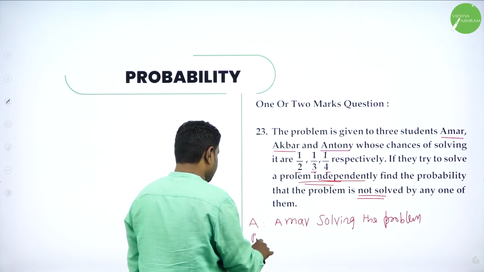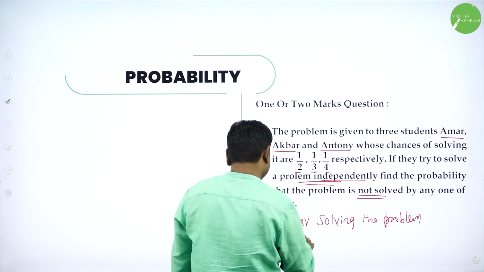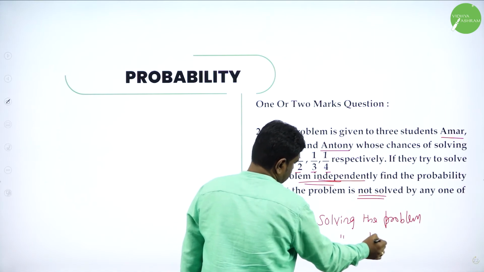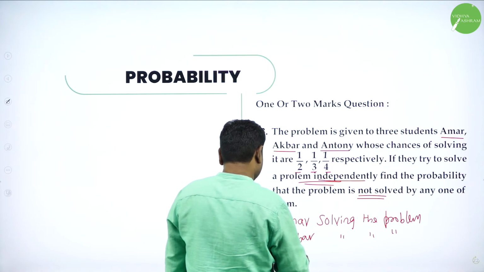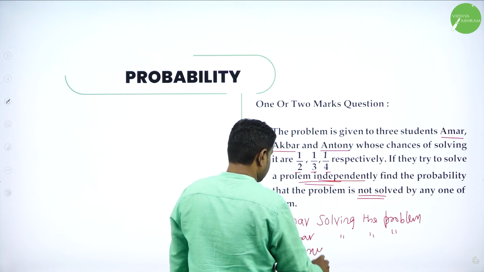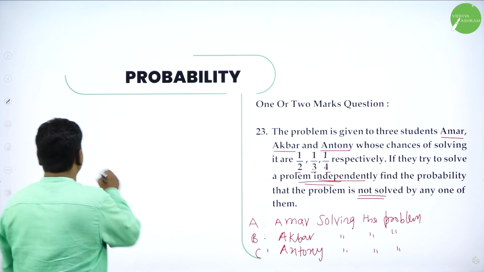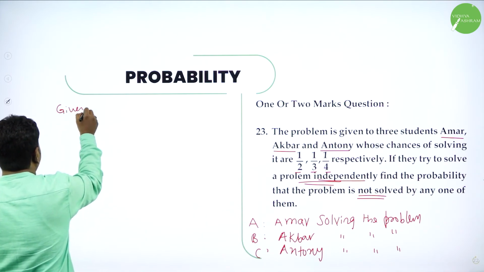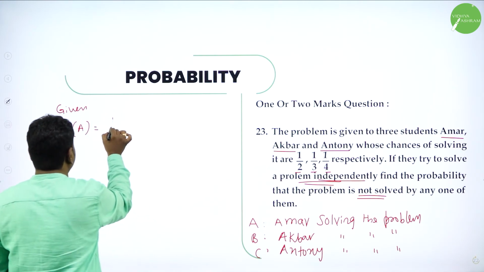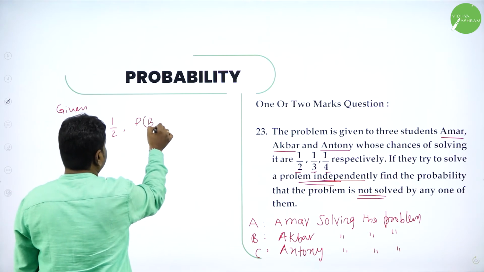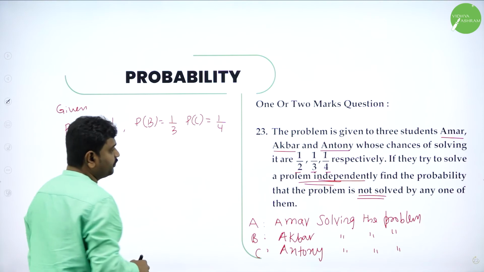And event B, Amar and then Akbar solving the problem. And event C, Anthony solving the problem. Now they have given that the chance, which means probability, of Amar solving, P of A, is 1 by 2. The probability of Akbar solving the problem is 1 by 3. Anthony solving the problem is 1 by 4.